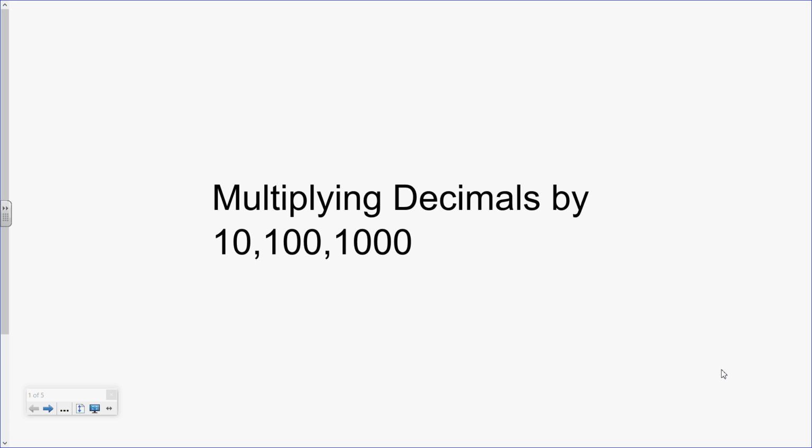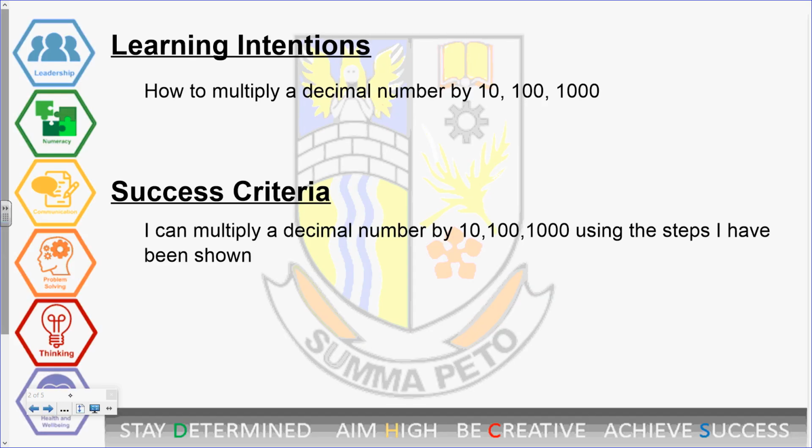This video is about multiplying decimal numbers by 10, 100 and 1000. So we're going to be successful if we can multiply any decimal number by 10, 100 or 1000 using the steps you are going to be shown.